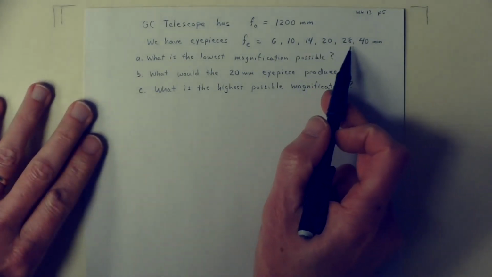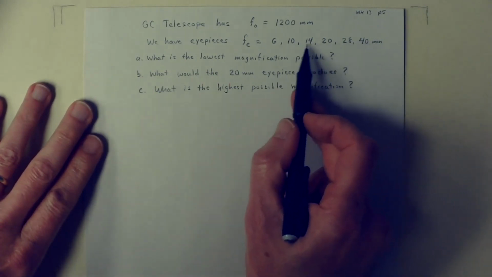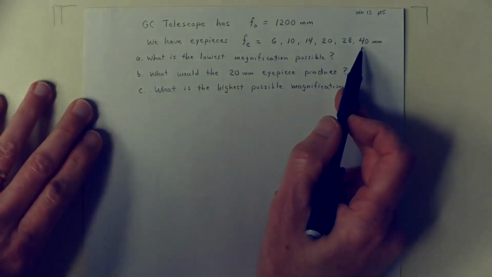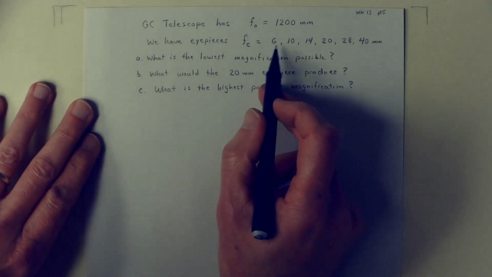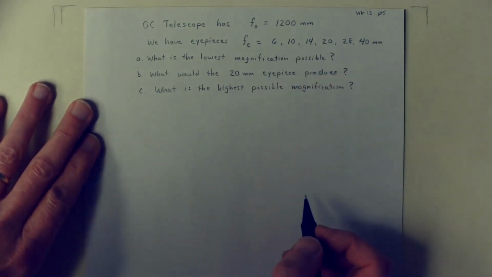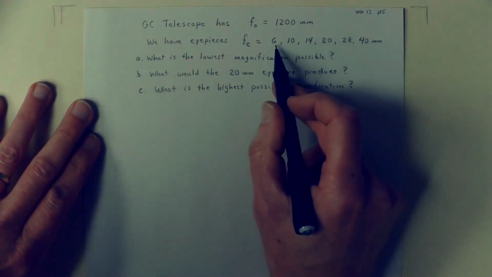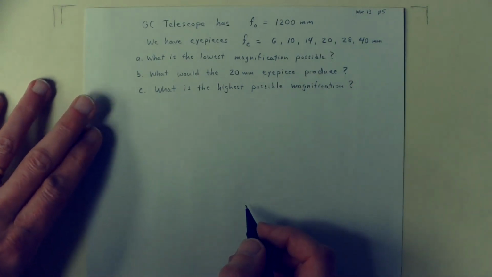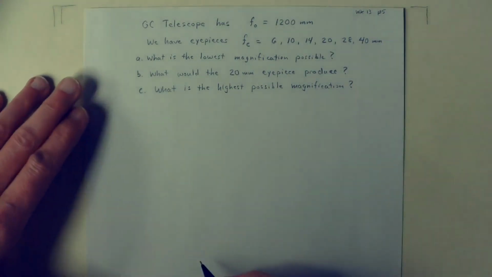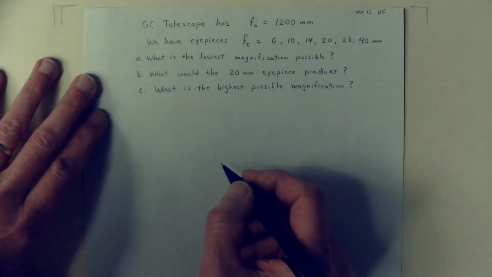And so you get a whole set of eyepieces usually, which has choices of different focal lengths. So here are the ones that we happen to have. We've got actually several more, but these are the ones I'm including. The focal length is listed in millimeters. So 6 millimeters, 10 millimeters, all the way up to 40 millimeters. So what's the lowest and what's the highest and what's the 20 millimeters? What would these give us in terms of magnification?